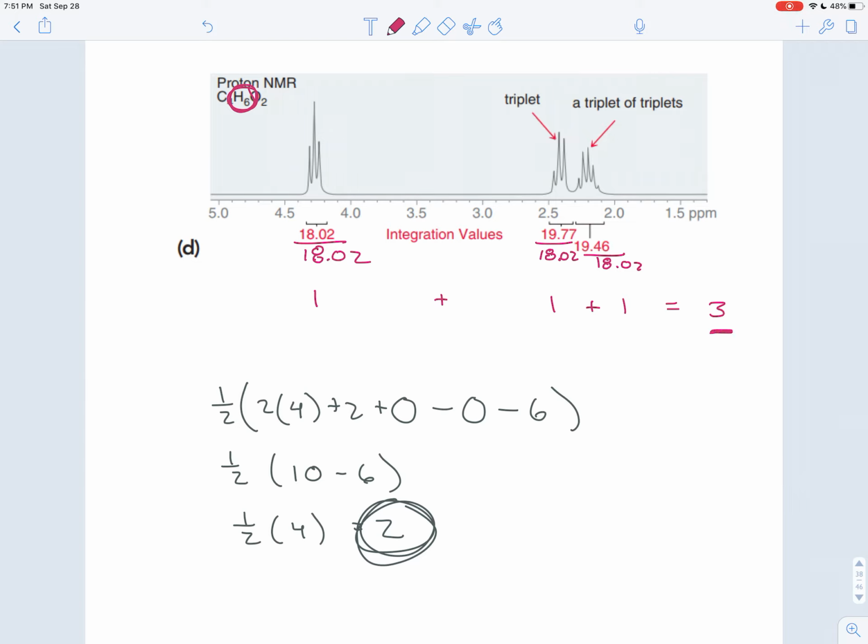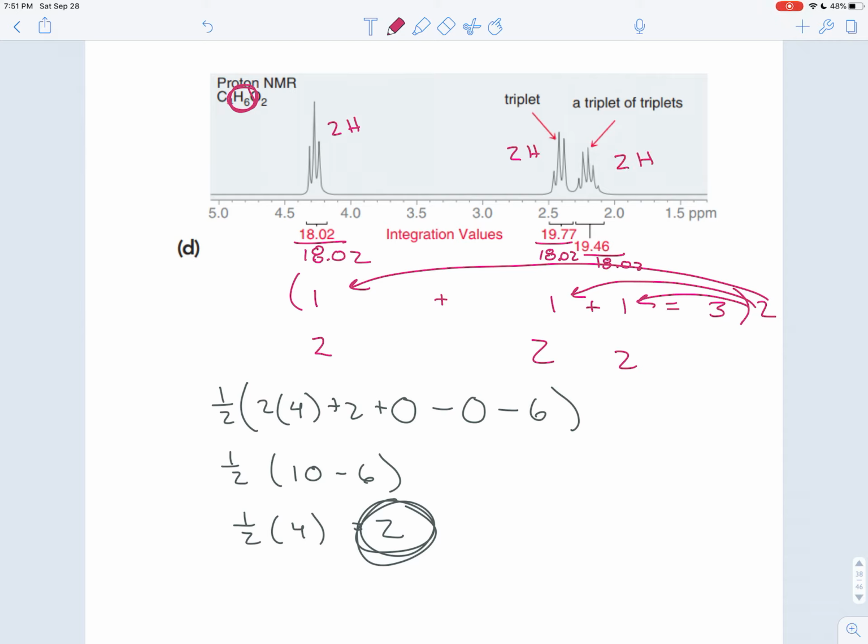We need a total of 6. And to get a total of 6, we have to multiply by 2. So we'll multiply all of those by 2. Distributing the 2, we get 2 in each of these environments. So there are 2 hydrogens in that environment, 2 hydrogens in this environment, 2 hydrogens in that environment. Those are the exact number of hydrogens in those electronic environments.